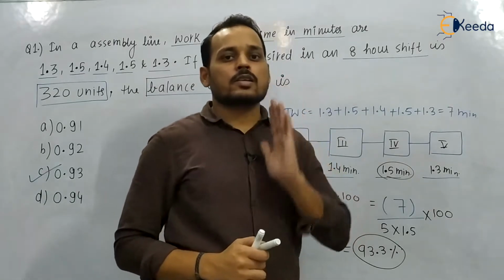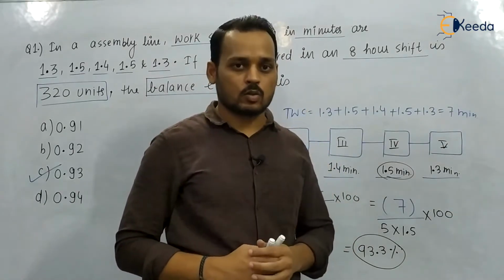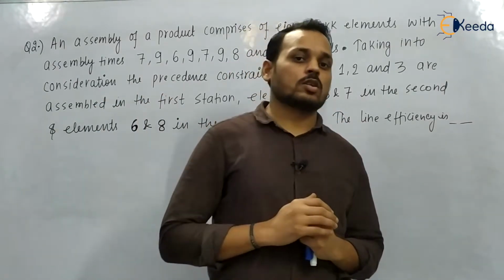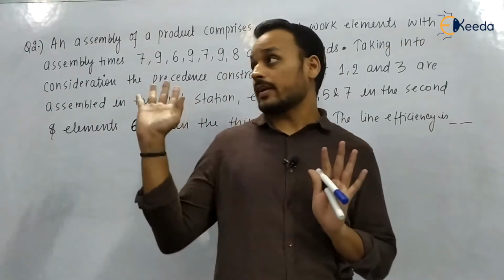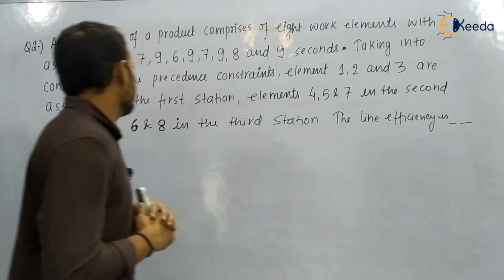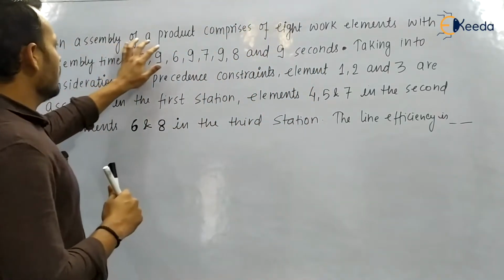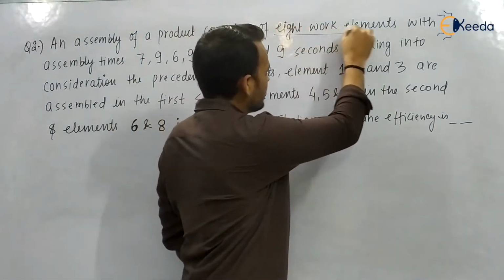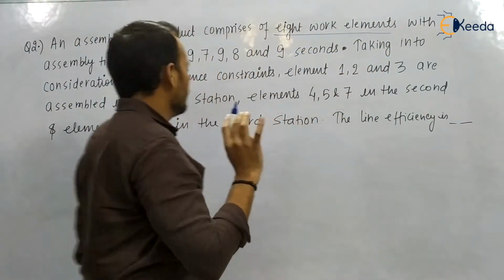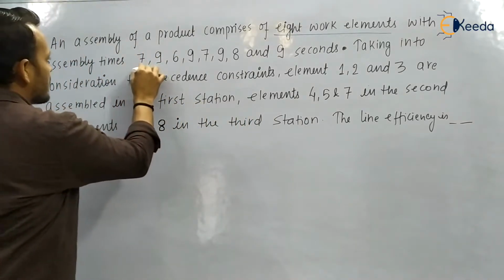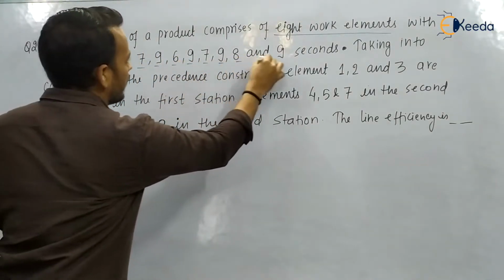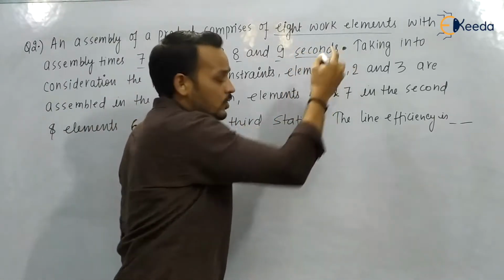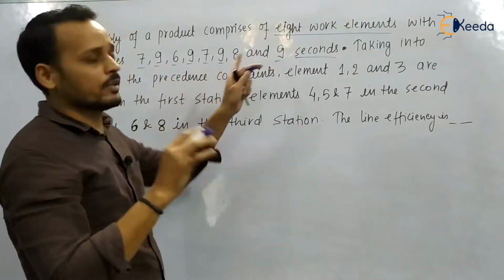So this was the first question. Now we will take the second question and then the third question. The first question has been solved. The second question, we will read the question. It says that an assembly of a product comprises 8 work elements with assembly times 7, 9, 6, 9, 7, 8, 9 and 9. So the work time in seconds of each of the 8 work elements has been given.